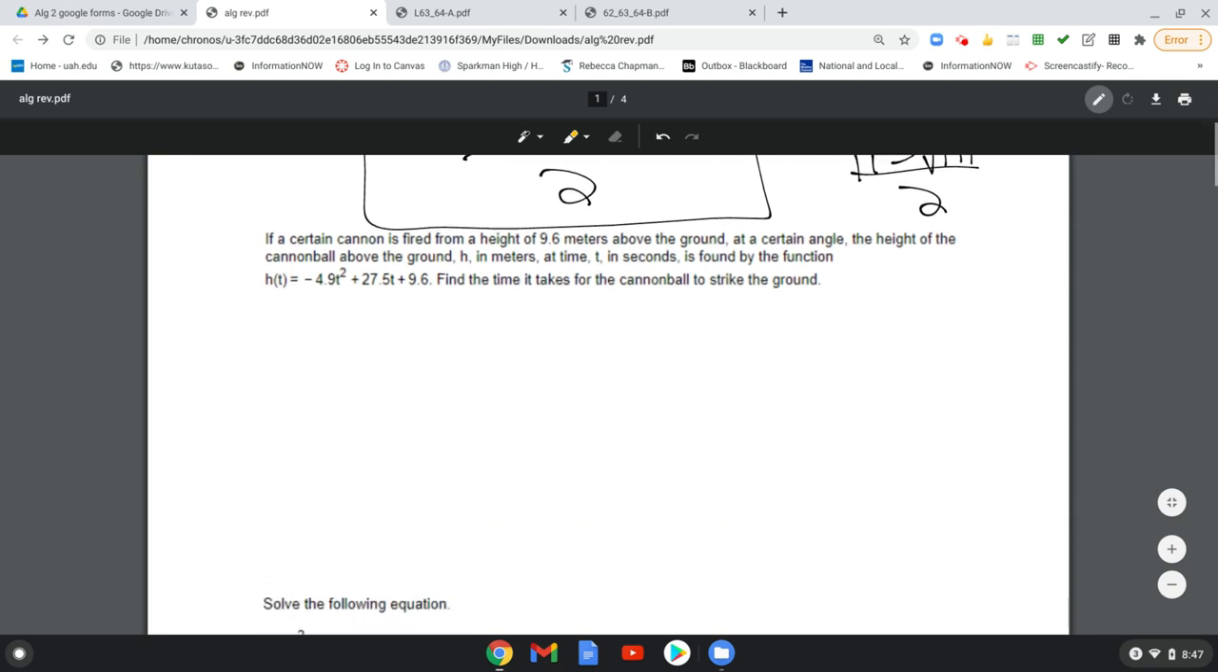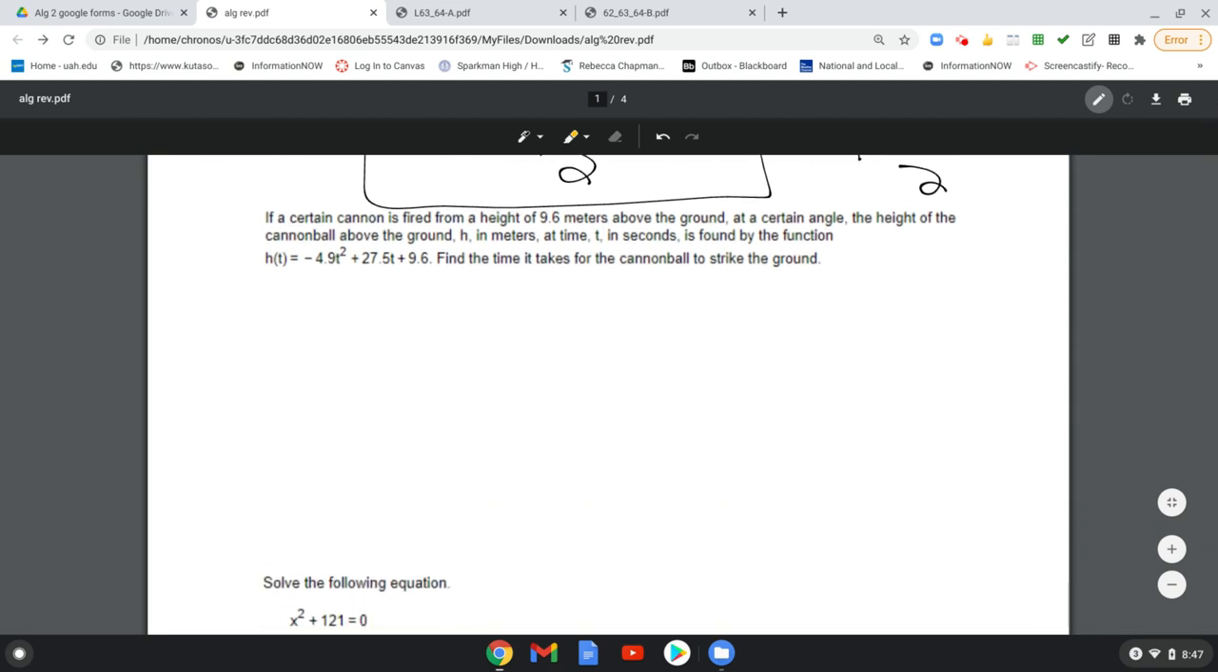The next example that you will see scattered throughout your review on MathXL is this word problem. So if a certain cannon is fired from a height at 9.6 meters above the ground and at a certain angle, the height of the cannonball above the ground, h, in meters, at time t in seconds is found by this given function. Find the time it takes for the cannonball to strike the ground. So we're at 0 meters when it strikes the ground. So 0 equals negative 4.9 t squared because you're solving for time, so t has to stay.